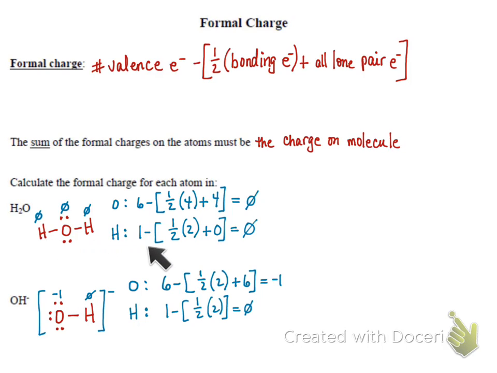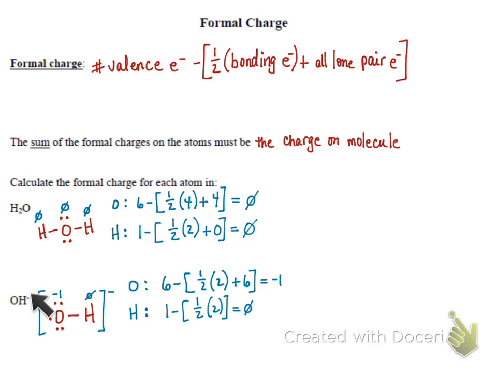Okay, so we'll do water first. Draw the structure so you know how many bonds and lone pairs, and then do each atom individually. Oxygen has 6 valence electrons, and then I'm going to subtract half of the bonding, so there's 2 bonds, which is 4 bonding electrons, plus all of the lone pairs, and that gives me a formal charge of 0. Similarly, hydrogen is also 0. It has 1 valence electron. It has 1 bond, so half of 2, plus no lone pairs equals 0. And then I labeled the structure with the formal charges. This can be useful later for figuring out which one is best.